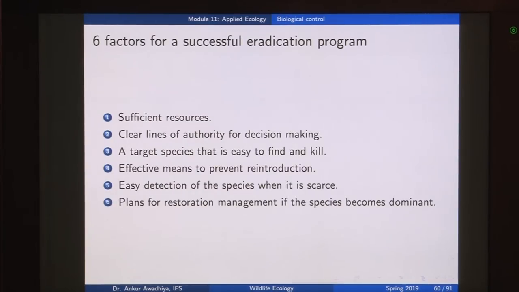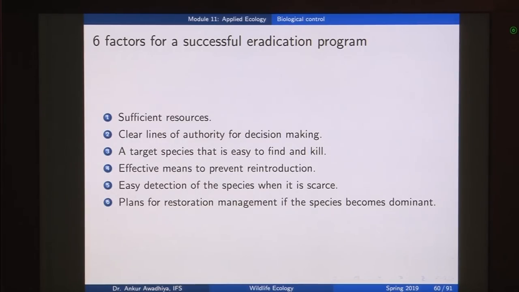Now there are 6 factors if you want to have a successful eradication using your biological control. You should have sufficient resources. Now in this case, when we talk about prickly pear, you needed to go to America, get different kinds of predators for your prickly pear, bring them to Australia, breed them so that you have a large enough population, release them, do some controlled release, look at the experimental results, and then release them at a larger scale. All of this requires time, all of this requires money, and all of this requires manpower. So you need to have sufficient resources.